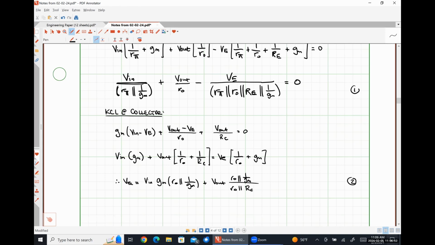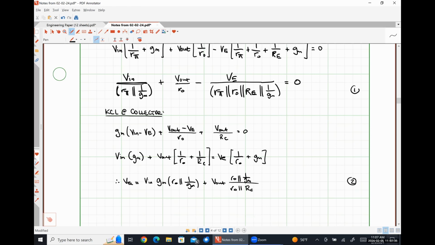Okay. So just to be clear here, all I did was recognize that this term that's being multiplied by Ve looks like the reciprocal of r naught in parallel with 1 over gm. Multiplied both sides through by that, so that's why I have an r naught in parallel with 1 over gm here, and an r naught in parallel with 1 over gm here. gm just looks like gm, and 1 over r naught plus 1 over RC looks like the reciprocal of r naught in parallel with RC, which is why it's down here in the denominator. Okay. So now I have two equations and I can smash them together.